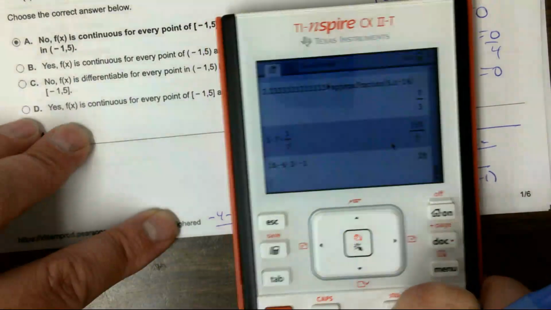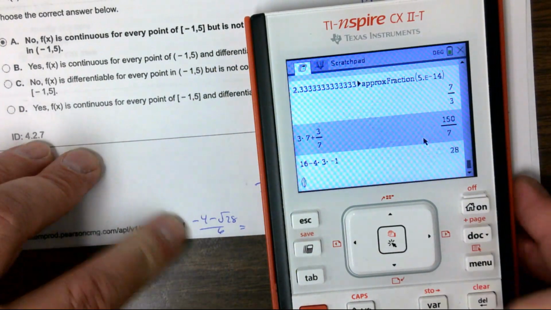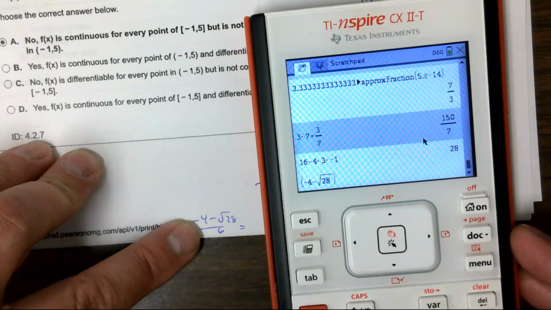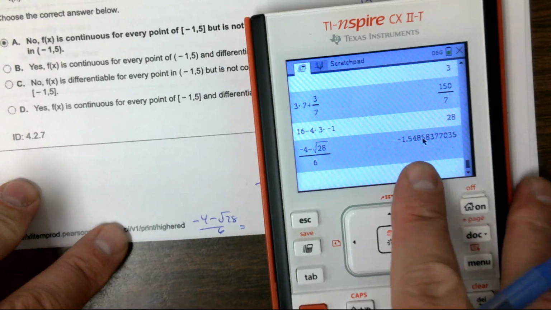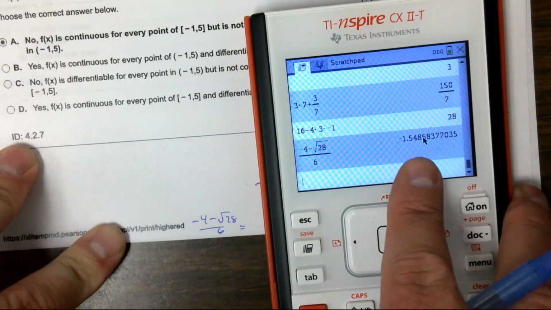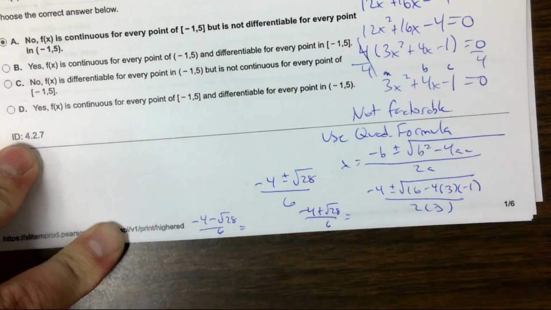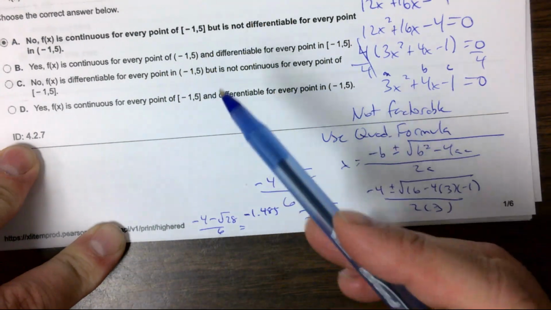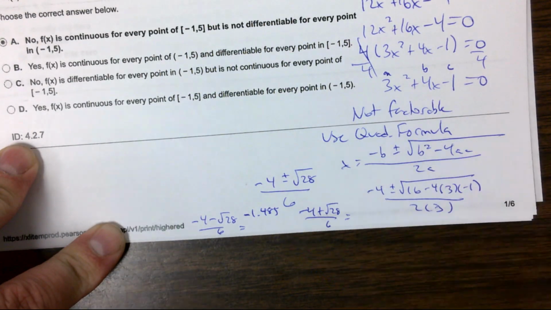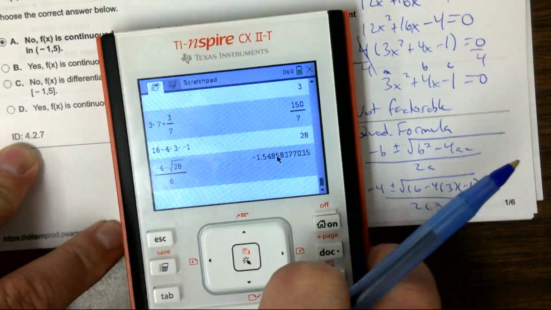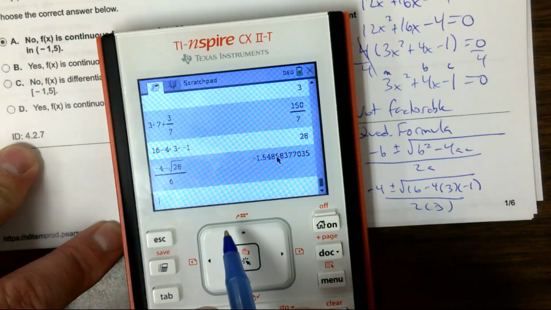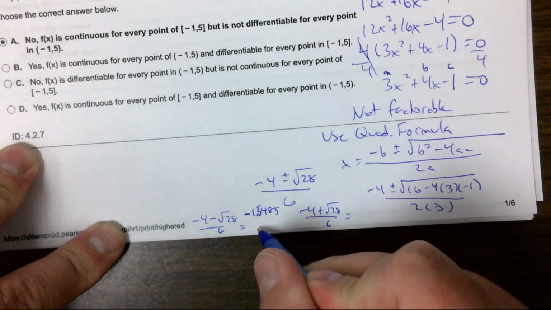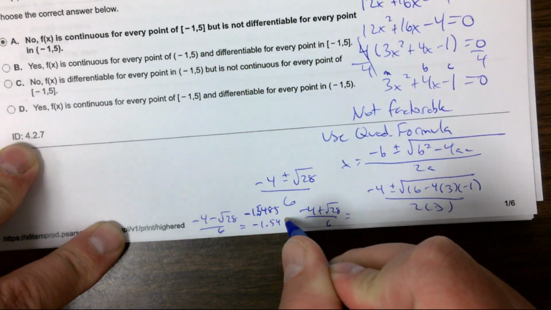So remember to use parentheses. Negative 4 minus the square root of 28, all that divided by 6 as a decimal. That gives me negative 1.485. And they want you to round, oh wait, I left out a 5. Negative 1.548. So that's your negative 1.549.